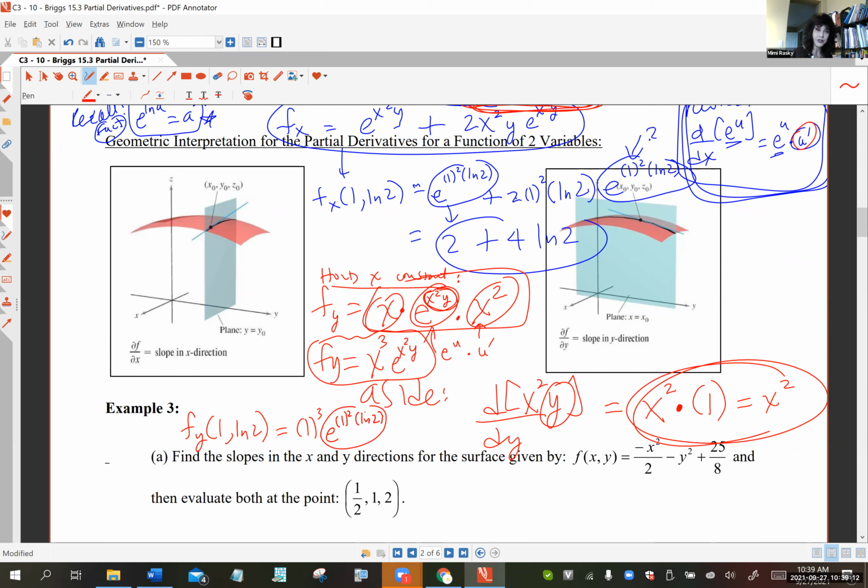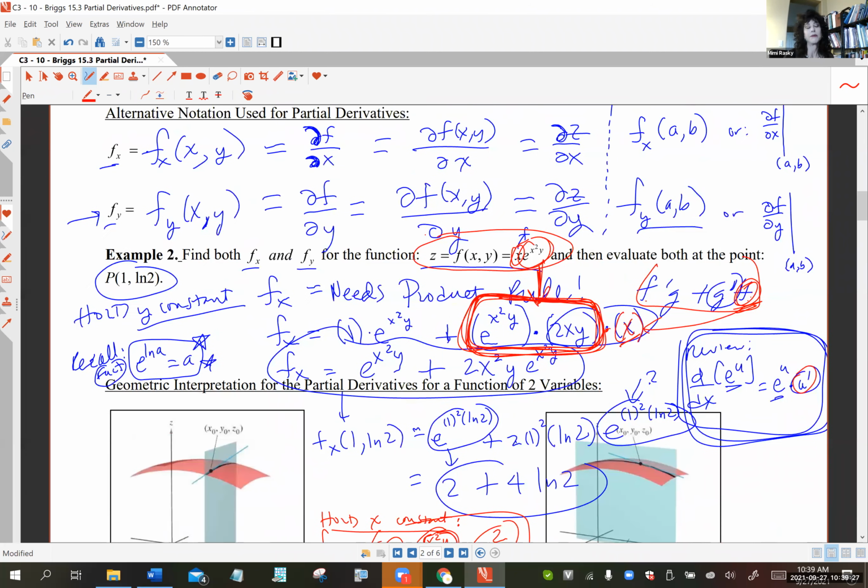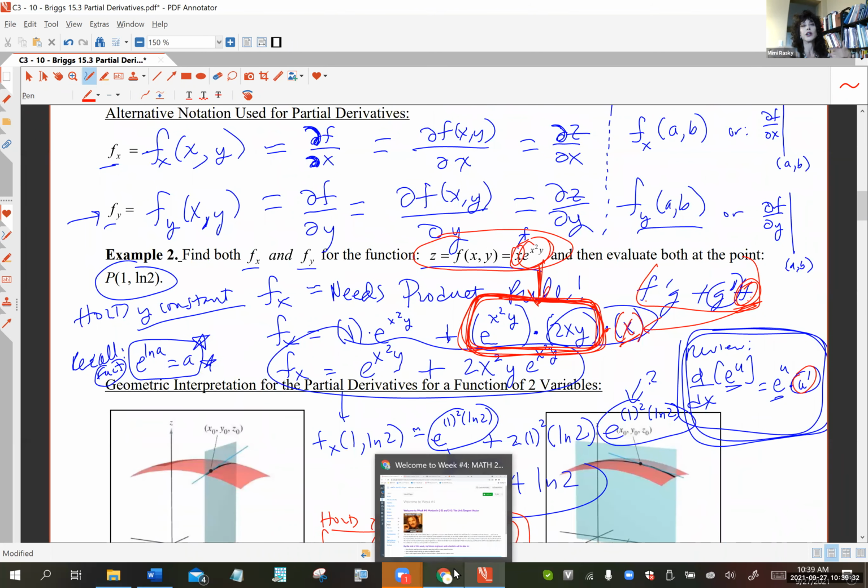What's e to the ln 2? 2. Just 2. So when we evaluated that partial at that point with the special coordinates, we just get the number 2. Okay, and we're done with this problem. This problem is a little involved, and it involved lots of knowledge of derivatives while we were getting those partial derivatives.